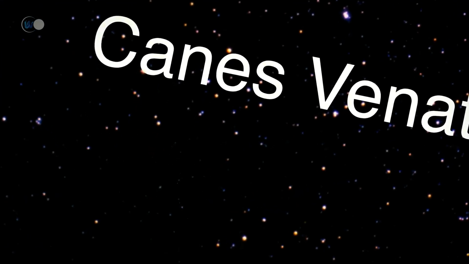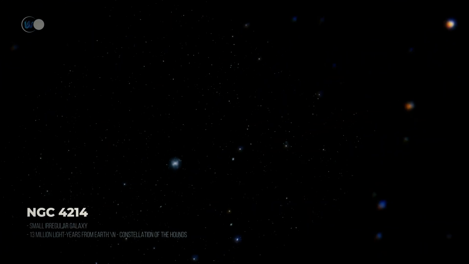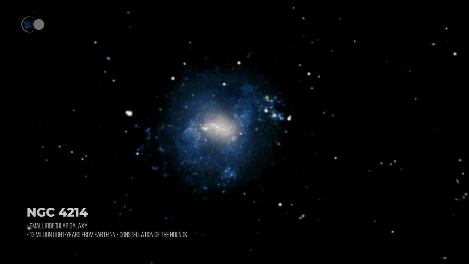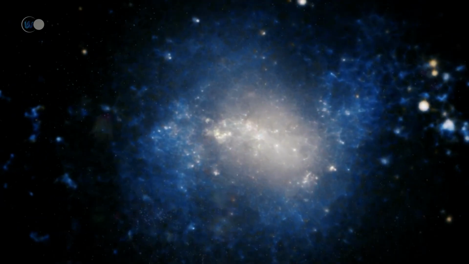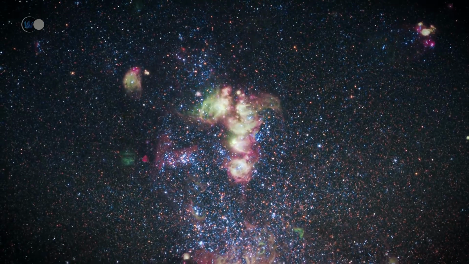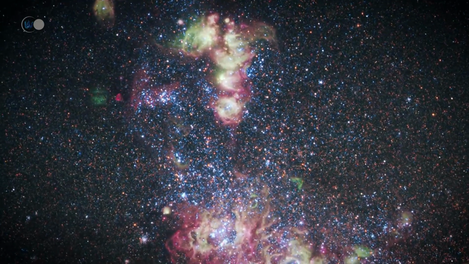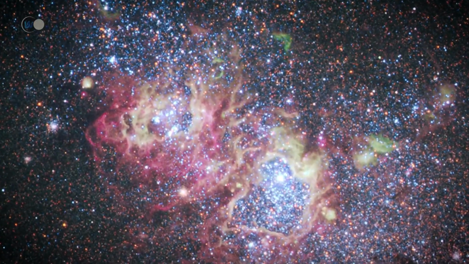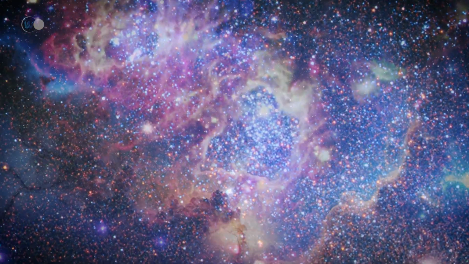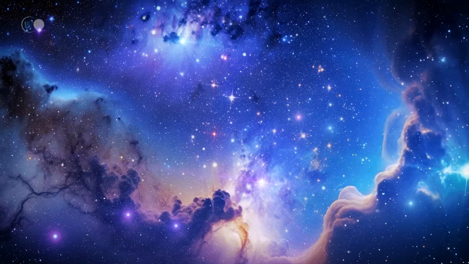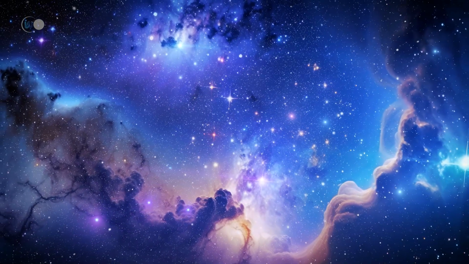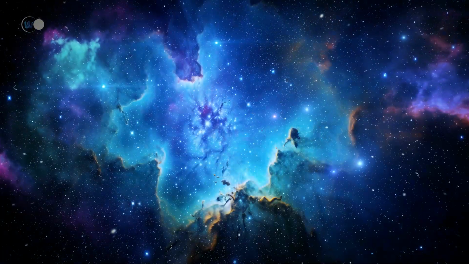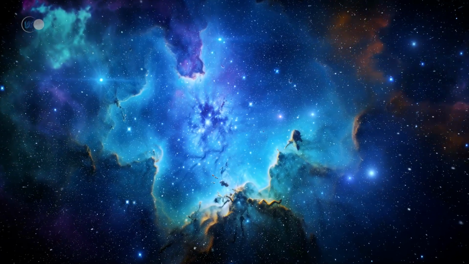NGC 4214 is a small irregular galaxy in the Hound Dog constellation, around 13 million light-years away. One of its features, and perhaps the most attractive, is its enormous heart-shaped cavity. Inside it is a gigantic open cluster containing young stars with surface temperatures ranging from 10,000 to 50,000 degrees Celsius, or 18,000 to 90,000 degrees Fahrenheit. This cavity is thought to have formed as a result of stellar winds, and the resulting absence of gas has put a brake on star formation in this area.